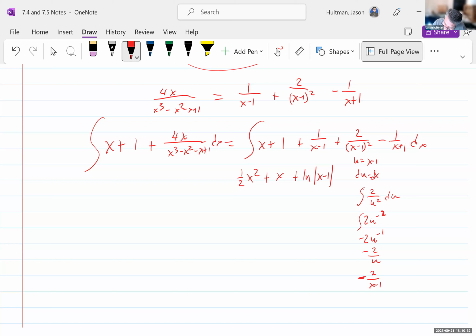And then we have this, minus 1 over x plus 1. Well, I could do a u sub on that. It's very simple. It becomes du is dx, but it's just 1 times natural log of x plus 1, plus c.